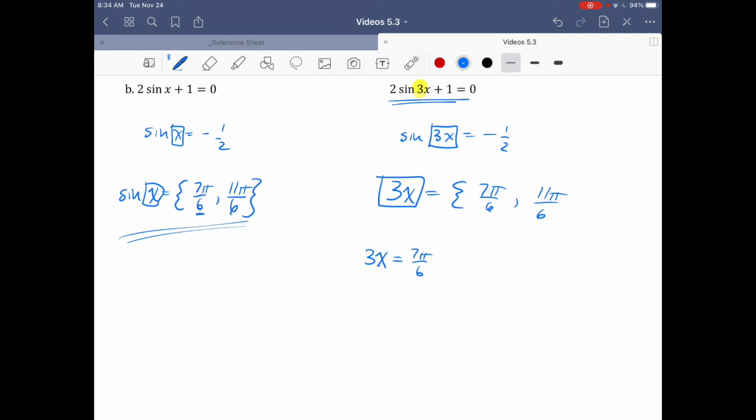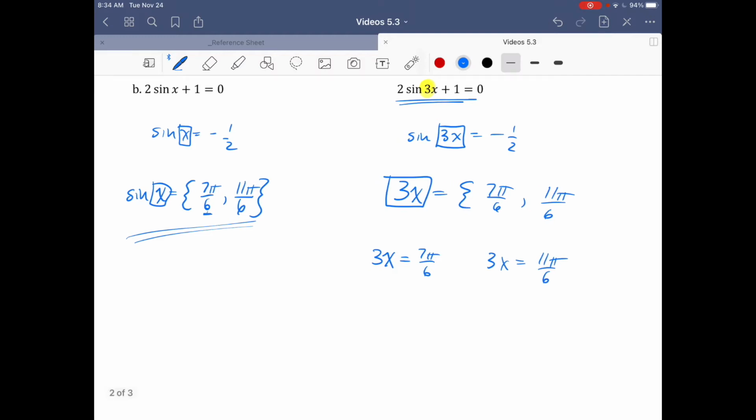So really, 3x is equal to 7 pi over 6, and 3x is equal to 11 pi over 6. And there's going to be more, but we'll talk about that in class. And we'll show you one real quick thing. So what we're going to do now is divide by 3. And we're going to get x equals 7 pi over 18, 11 pi over 18, and some more.